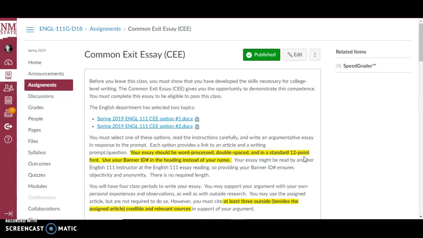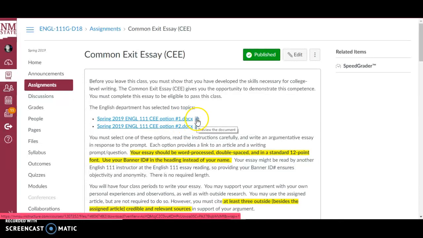So let's go ahead and go over the instructions. The English department has selected 2 topics. Now, typically the teacher can select one topic for the class, or they can leave it up to the class. I always decide to leave it up to the class because I think that you guys can choose whatever topic works for you. So, one important thing to remember is you have to choose one of these 2 options. Okay, so you cannot choose any other topic. It has to be one of these 2 options. The instructions are the same, the only difference are the topics.